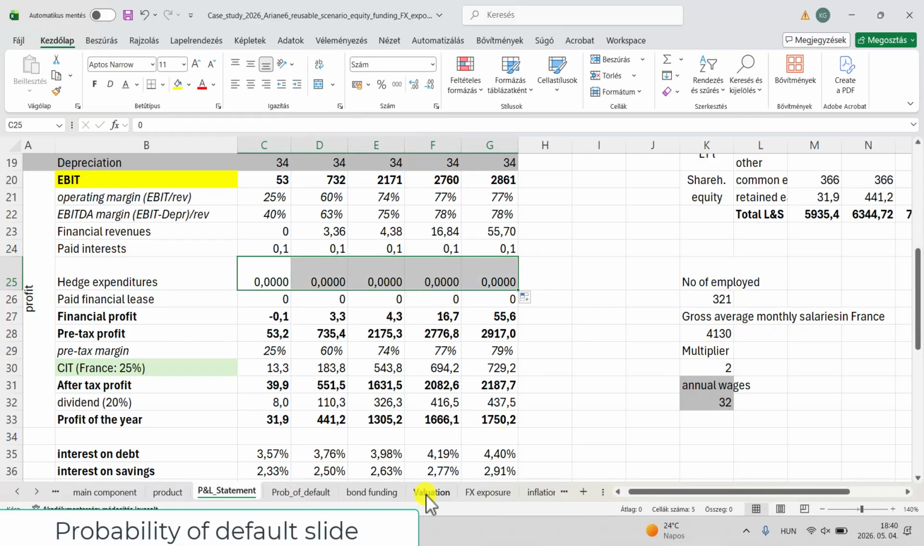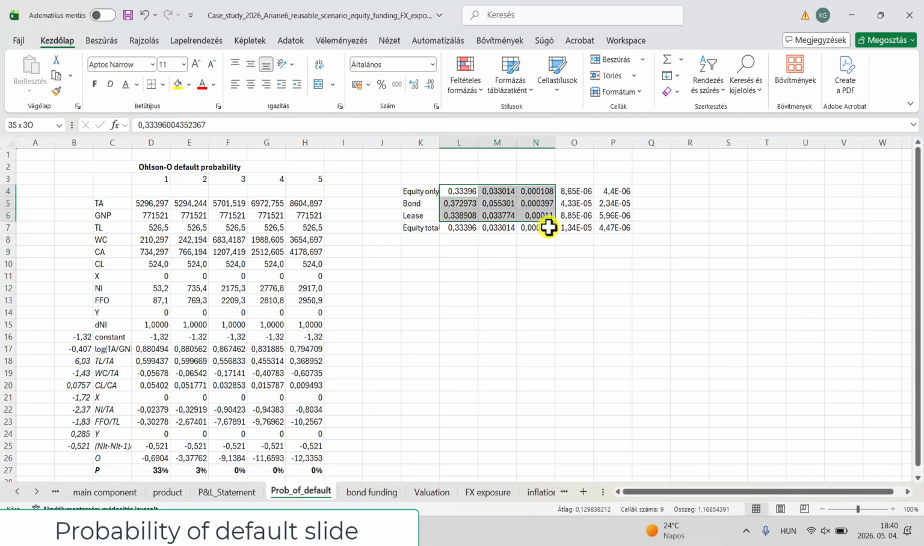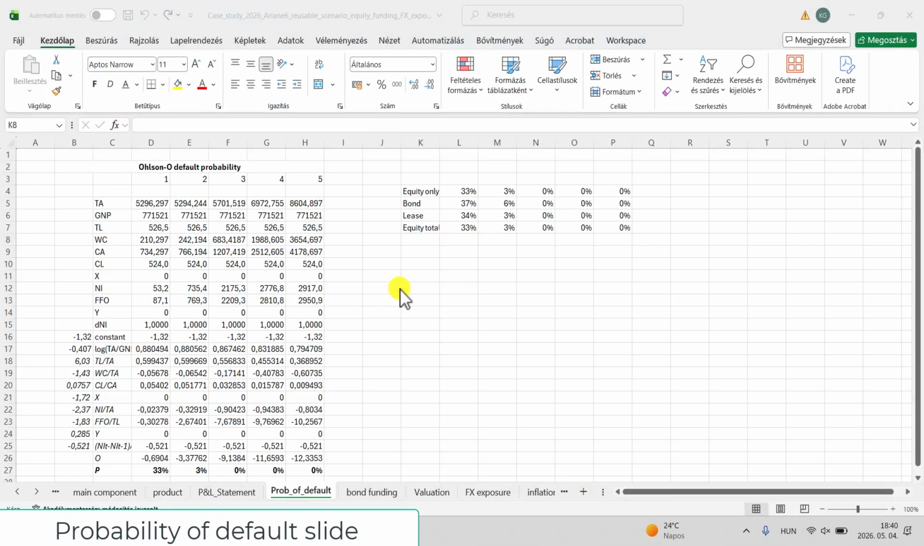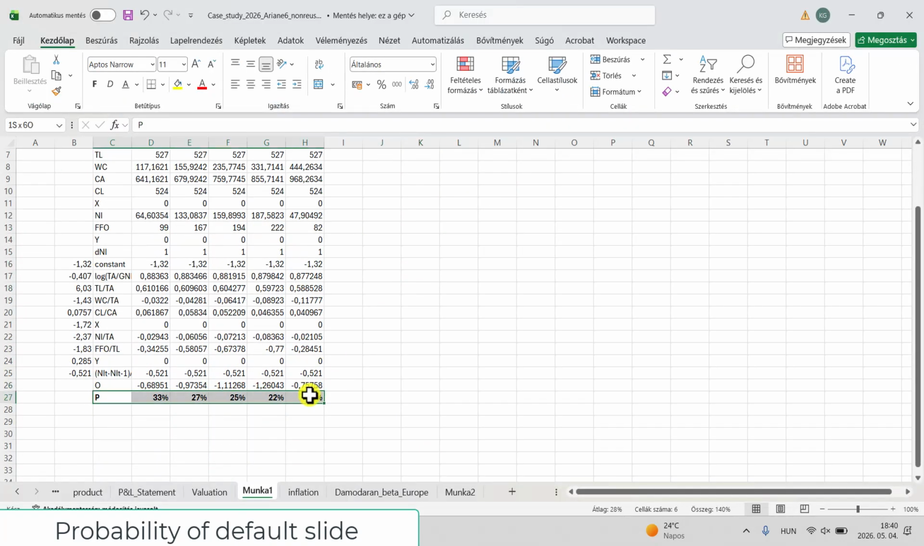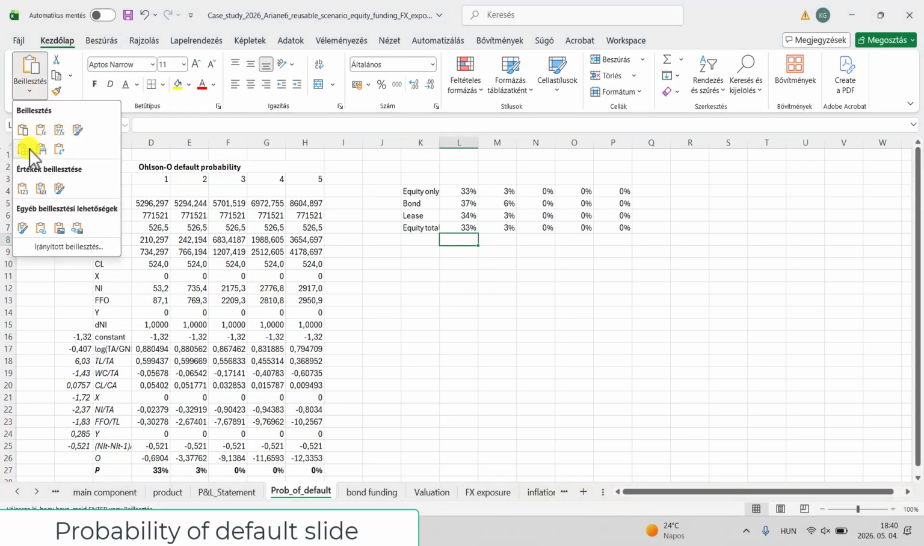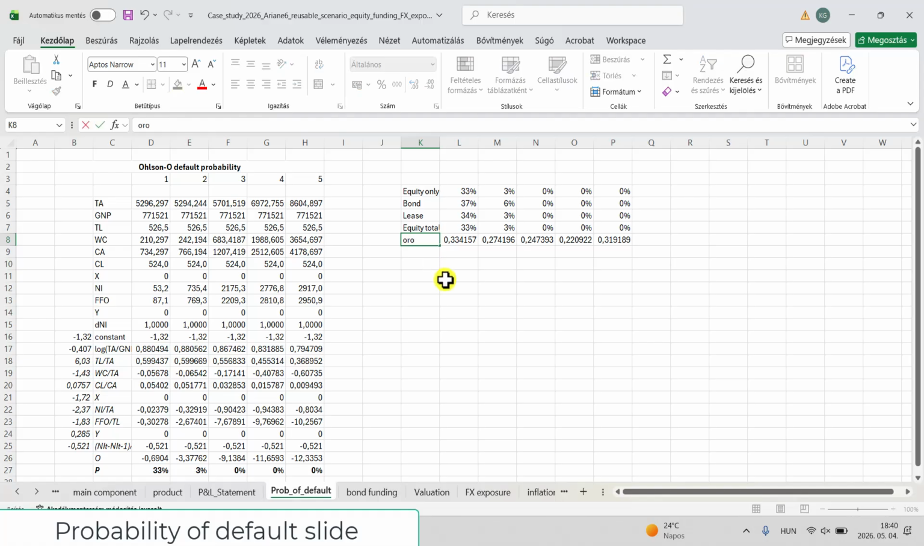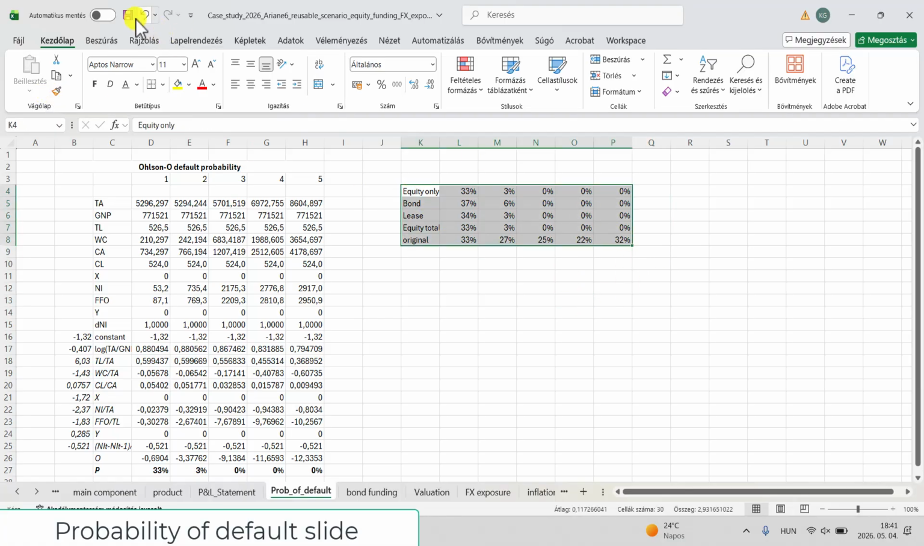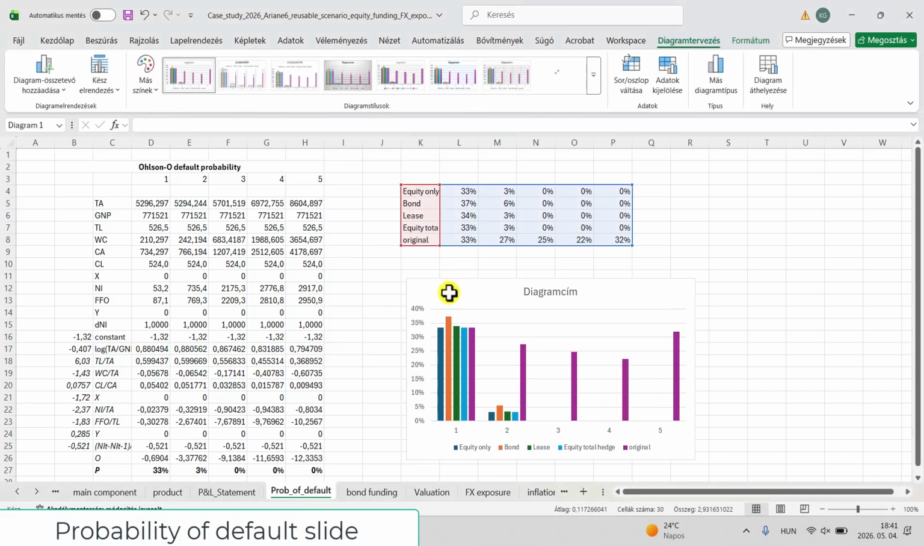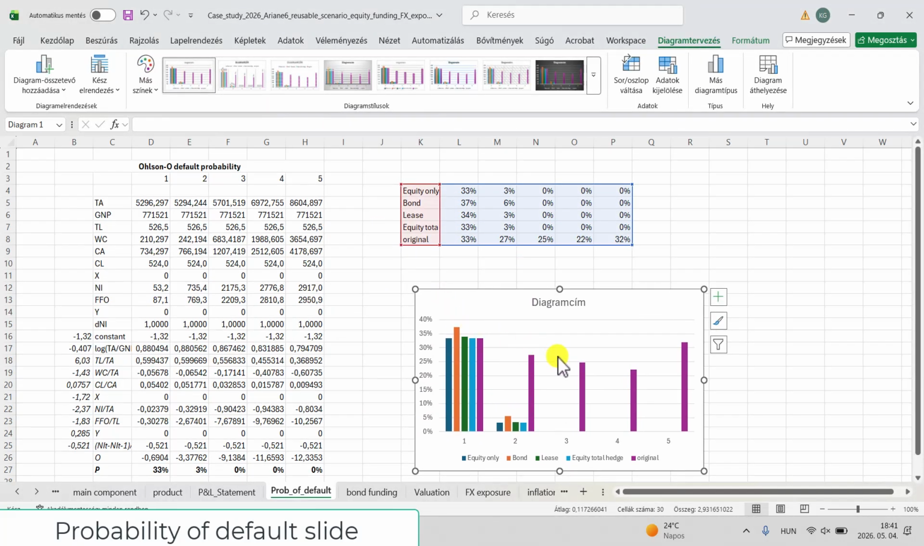Okay, so in the case of probability of default, obviously these are percentages. And we need also the original. So let's open the non-reusable scenario. Also we have here the data, so we just have to copy. Then, no, this should, yeah, okay, this is good.